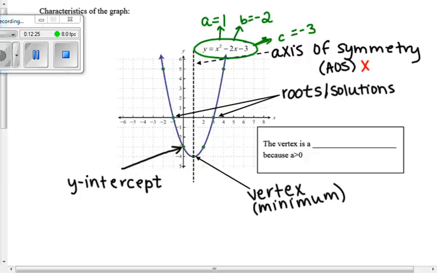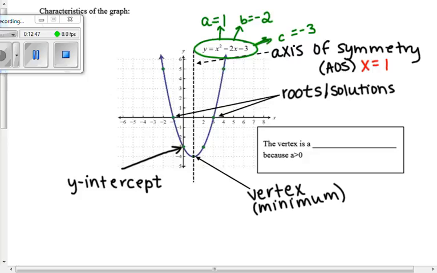So I'm going to have x equals, well, if I were to follow this line, it's going to hit at x equals positive 1. So when I'm writing the equation, it would be x equals positive 1.